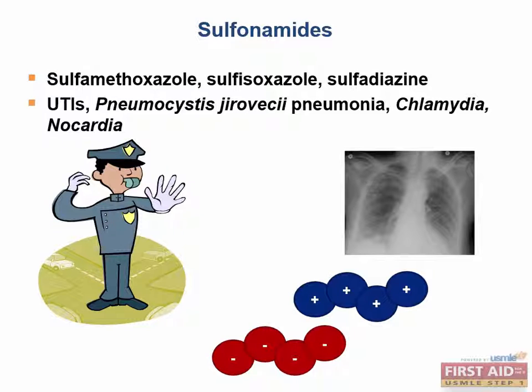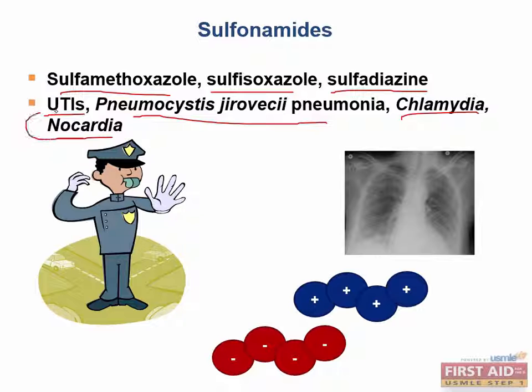The sulfonamides include sulfamethoxazole, sulfisoxazole, and sulfadiazine. These drugs are used to treat urinary tract infections and can also be used to treat PCP pneumonia, chlamydia, and nocardia. It's important to know that sulfamethoxazole is typically given with trimethoprim in a combination that is called Bactrim. However, in some cases, the sulfonamides are used alone, as in the case for nocardia.